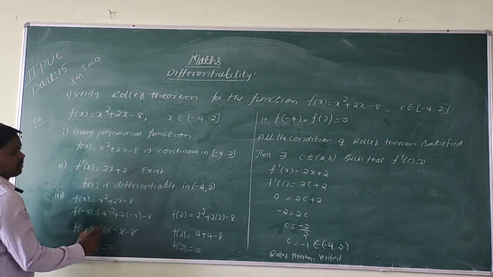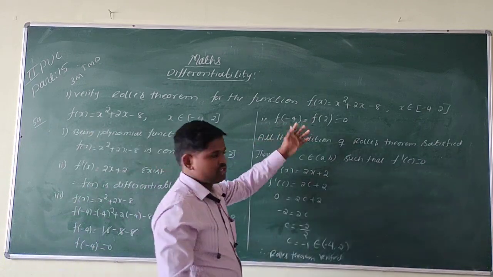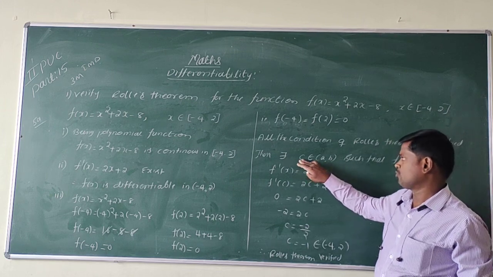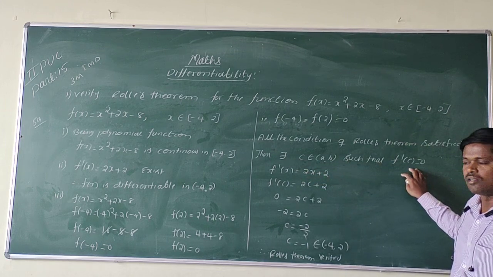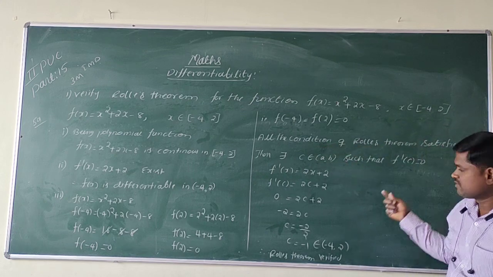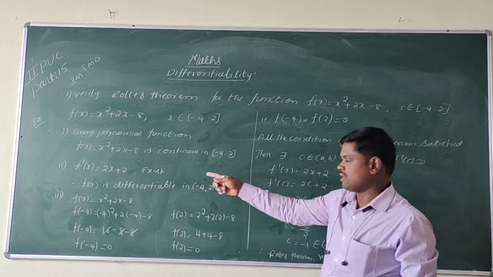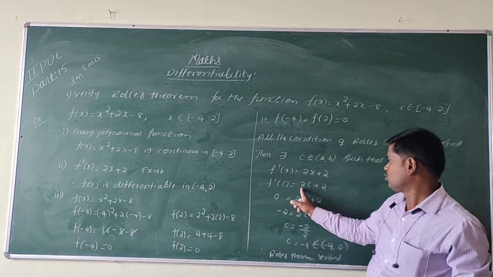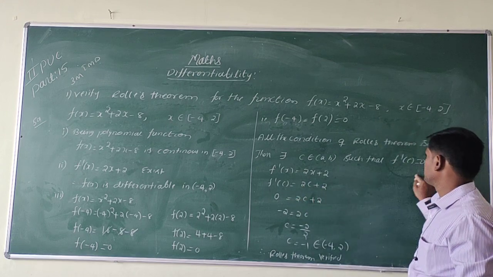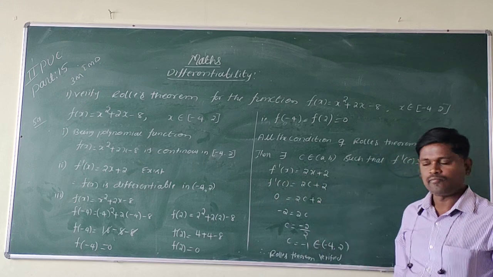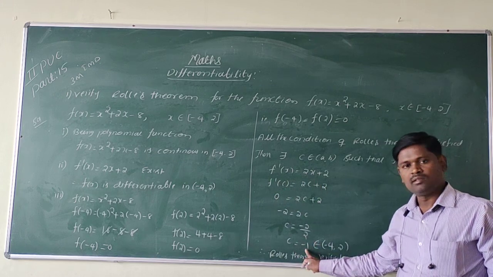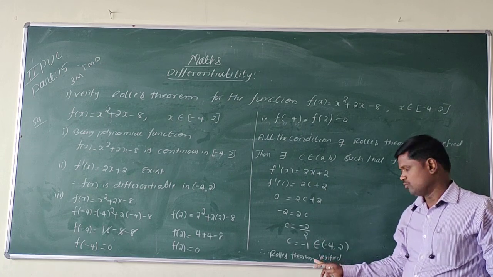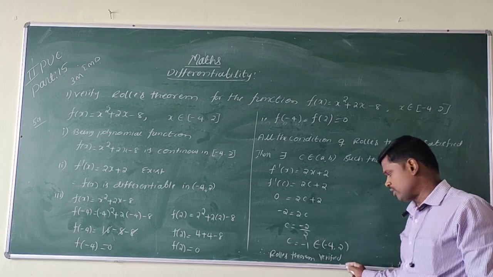The third condition is f(a) equals f(b), that is f(minus 4) equals f(2) equals 0. All the conditions of Rolle's theorem are satisfied. So then there exists at least one point c in (a, b) such that f'(c) is equal to 0. By using this, we need to find the value of c. Take f'(x), put x equal to c, so f'(c) is 2c plus 2. Put f'(c) equal to 0 and simplify, then we get c. Whether c belongs to the given interval (minus 4, 2), yes, it should belong to this interval. So Rolle's theorem is verified. Okay, right?